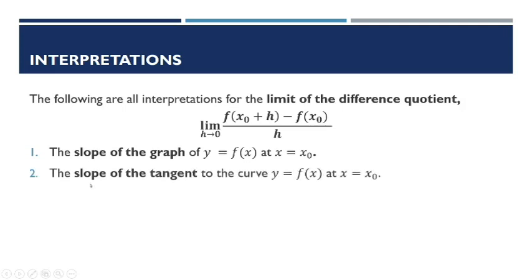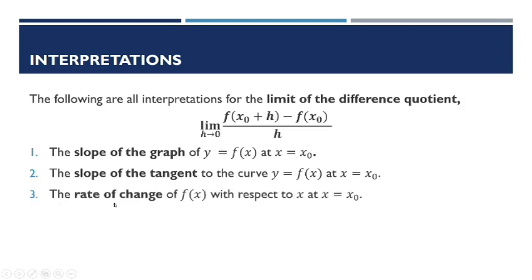Number 2, the slope of the tangent to the curve y is equal to f of x at the specific point x is equal to x sub 0. So this is the limit that the slope of the secant line approaches. Given 2 points, when we take the limit of the difference between those points along the x-axis, what it approaches is the slope of the tangent line.